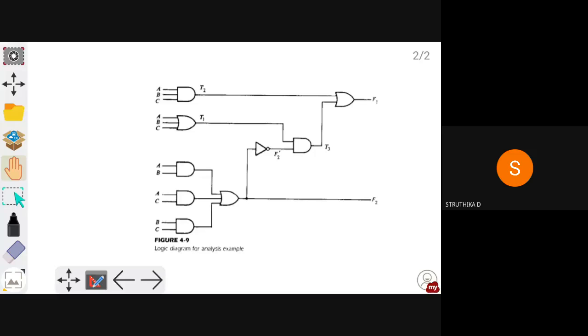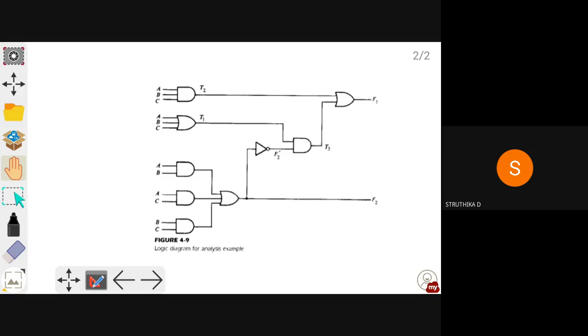It should not go back to the input. So for this combinational circuit you have to obtain the Boolean function. In order to obtain the Boolean function, you have to mark the output of each gate as one variable. That is, mark a variable for the output of each gate.